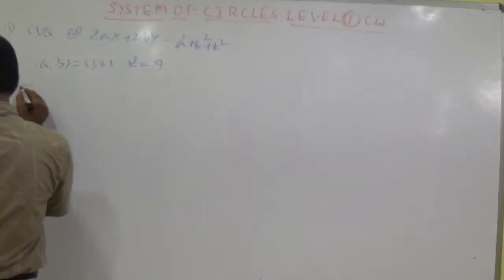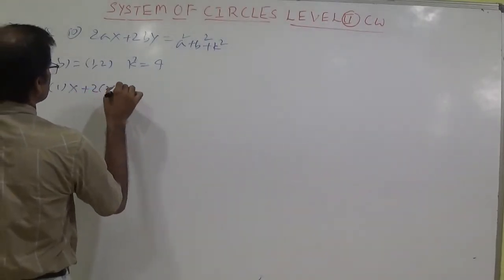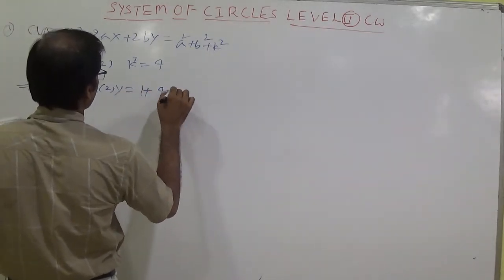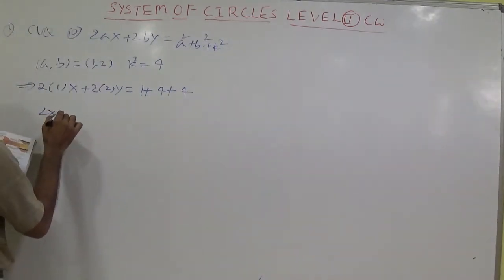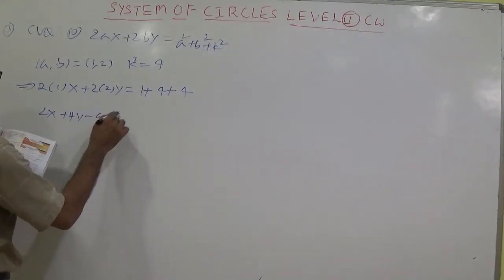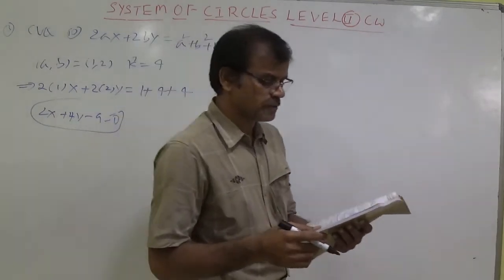Now you can apply the locus. 2ax, so what is a? 2 into 1 into x plus 2by, so 2 into 2 into y. What is a square plus b square plus k square? 1 plus 4 plus 4. Now you can write 2x plus 4y minus 9 equal to 0 is the locus. Yes, it is the first option.